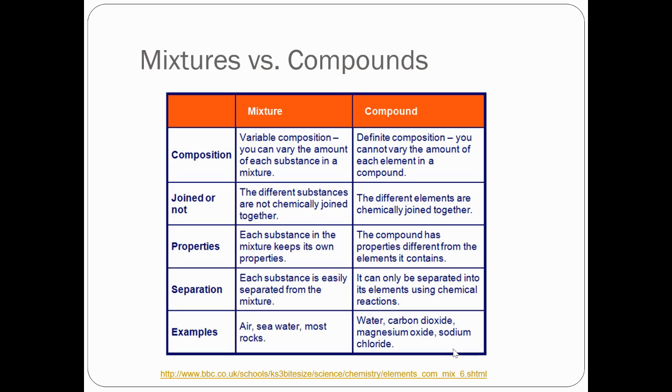And then when you're talking about examples of compounds: water, which is H2O, carbon dioxide, CO2, magnesium oxide, sodium chloride, which is table salt. And we're going to see sodium chloride, NaCl, a lot this term. So these are just the differences between mixtures and compounds.